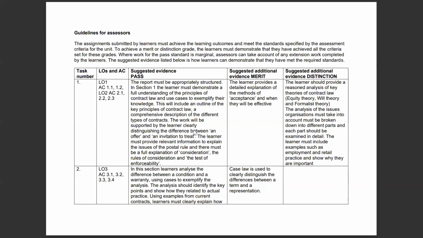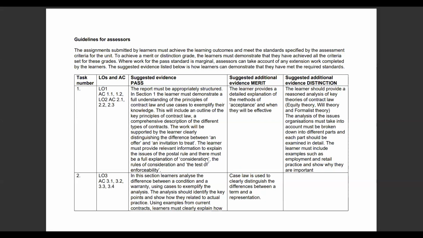The report must be appropriately structured. In section 1, the learner must demonstrate a full understanding of the principles of contract law and use cases to exemplify their knowledge. This will include an outline of the key principles of contract law, and a comprehensive description of the different types of contracts. The work will be supported by the learner clearly distinguishing the difference between an offer and an invitation to treat. The learner must provide relevant information to explain the issues of postal rule, and there must be a full explanation of consideration, the rules of consideration, and the test of enforceability.